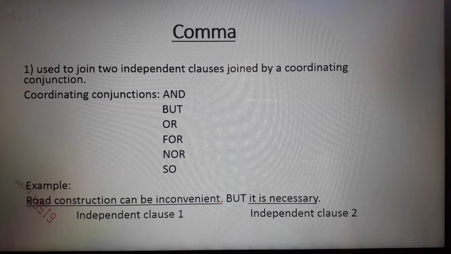Road construction can be inconvenient, but it is necessary. Road construction can be inconvenient is the first independent clause. It is necessary is the second independent clause. So you can join the two of them by using the coordinating conjunction but. But before that, you need to write a comma.